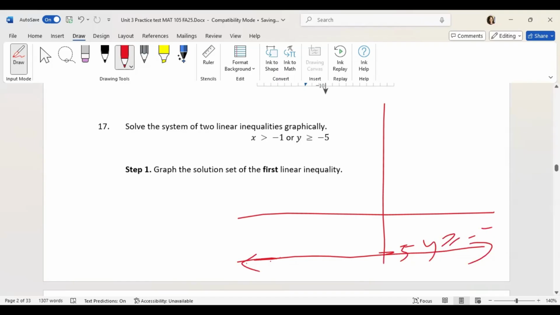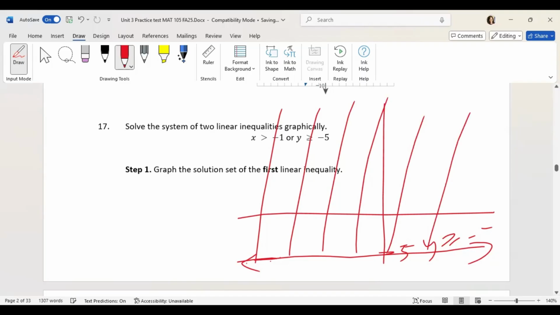How do we shade this one? If I pick a point, I already know that 0 will not be greater than negative 5, so that will be false. Let's pick a point here. Yes, 0 is greater than. So I will shade the region to the right, because the region to the right satisfies the inequality y is greater than or equal to negative 5.